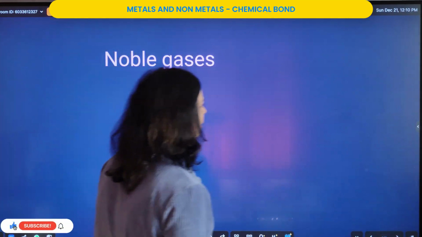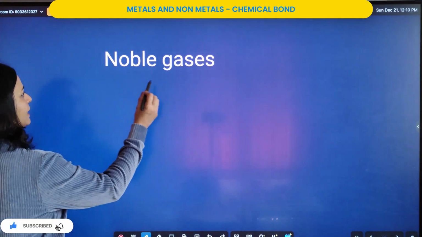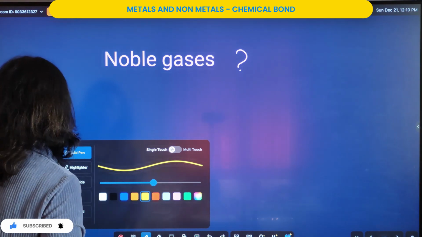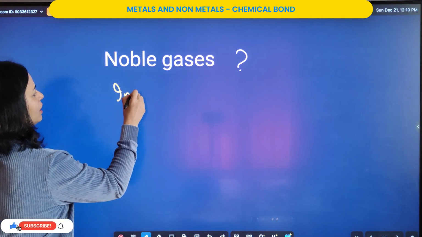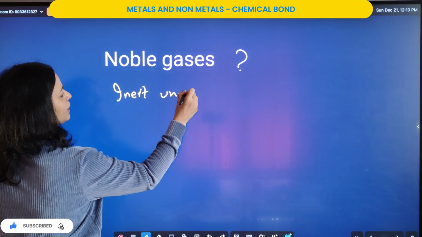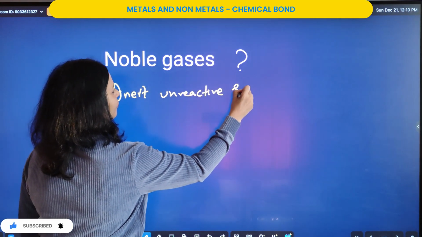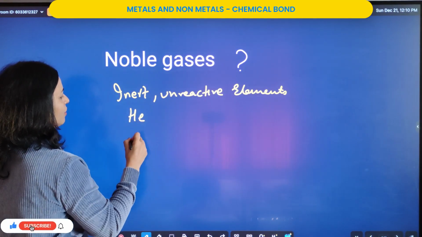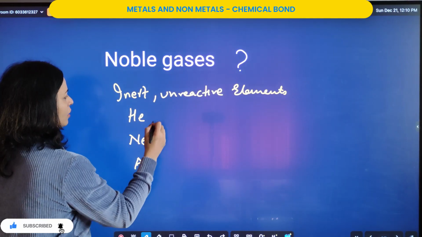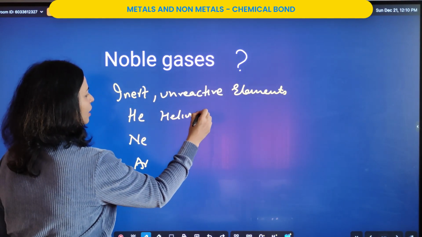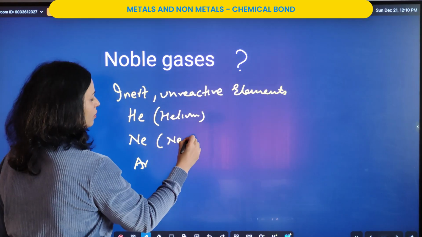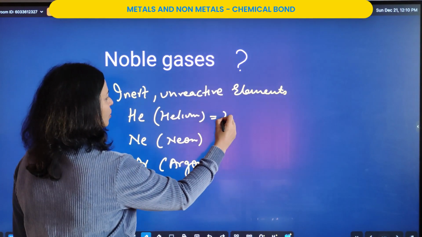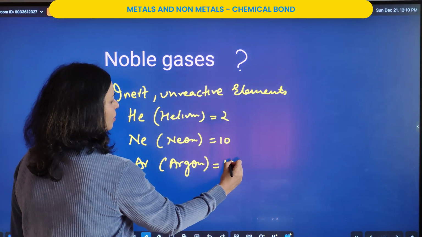Okay, now what are noble gases? So noble gases are the inert or unreactive elements. They are mostly gases, like we have helium, neon, and argon. This is helium, I'm writing the symbol. This is neon. This is argon. Helium has atomic number 2, neon atomic number 10, argon atomic number 18.